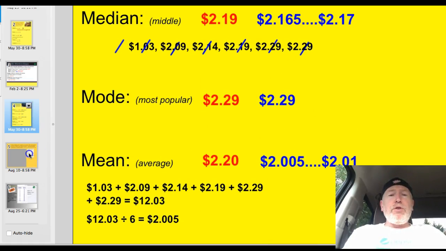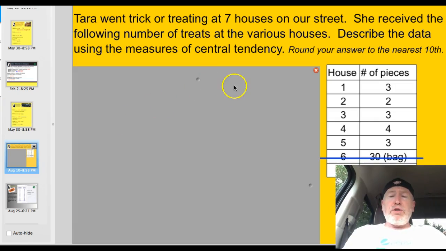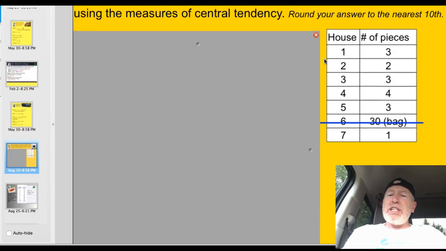All right, time for you to try an example. Remember when Tara went trick-or-treating? All right, same problem. Tara went trick-or-treating at 7 houses on her street. She received the following number of treats at the various houses. Describe the data using the measures of central tendency. Round your answer to the nearest tenth. So, you remember she got the bag of 30 pieces of candy from the one neighbor? Well, that was definitely an outlier. So let's take that guy off right there and look at the other 6 scores, and you find the measures of central tendency. Go ahead and pause the video.